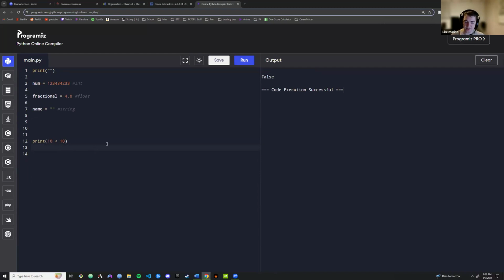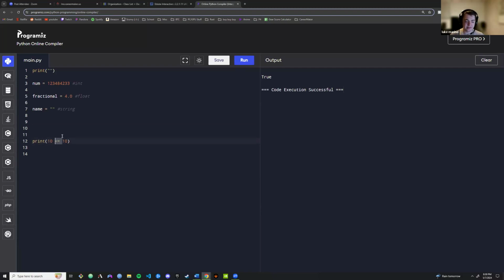Because obviously 10 is not less than 10. 10 equals 10. But if we change this up, we can ask it, is 10 less than or equal to 10? And that's going to evaluate to true. That's another comparison operator right there.